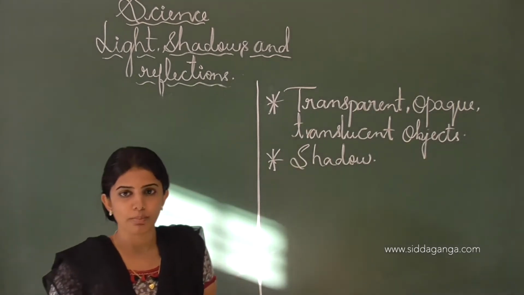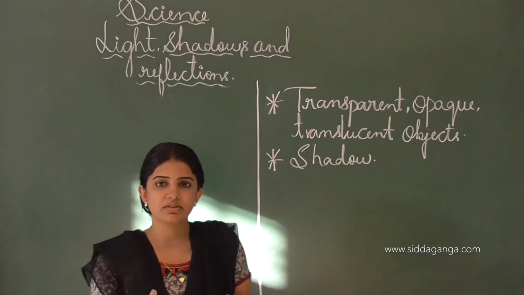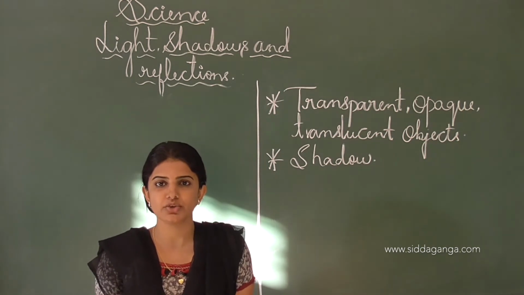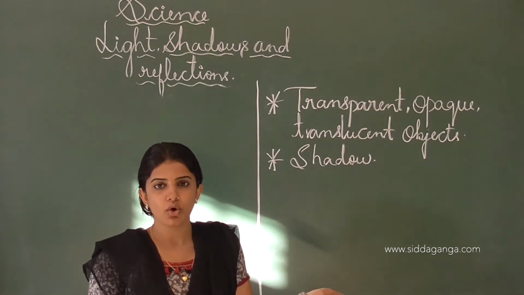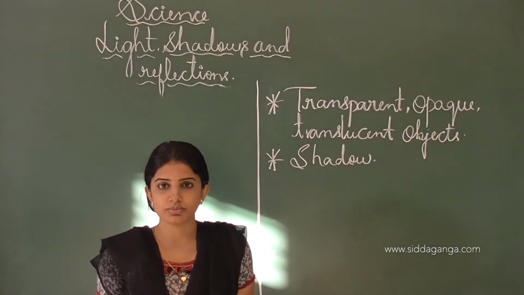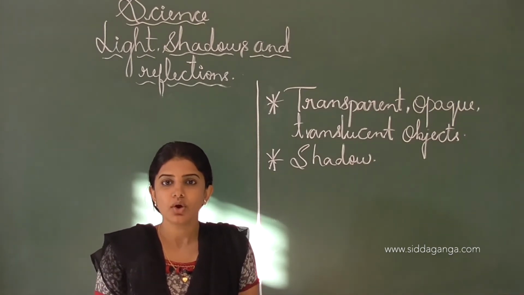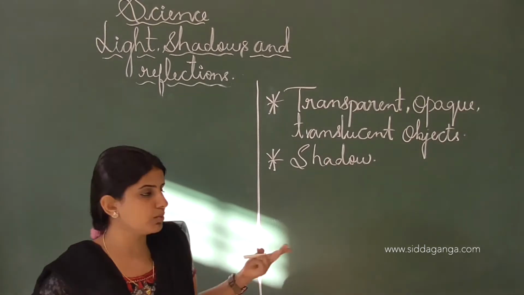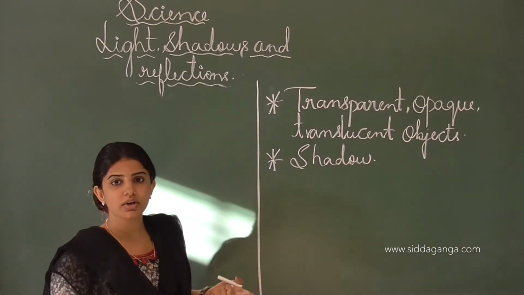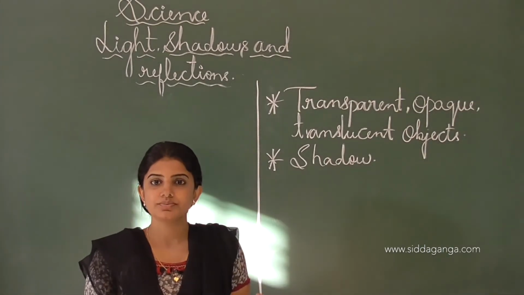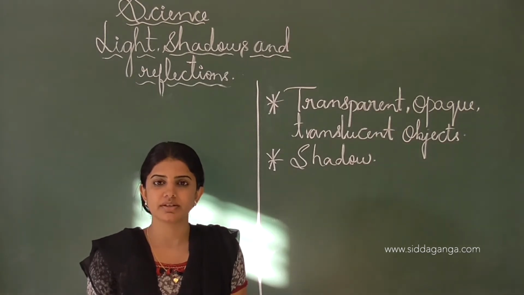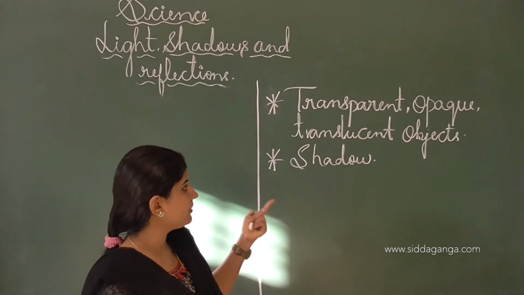Next one is the opaque objects. Opaque objects do not allow the light to pass through them. Examples of opaque objects are book, pencil, textbook, chair, etc. These are the examples for the opaque object.